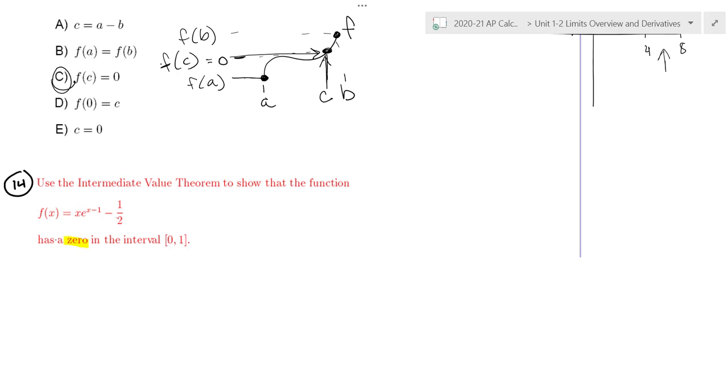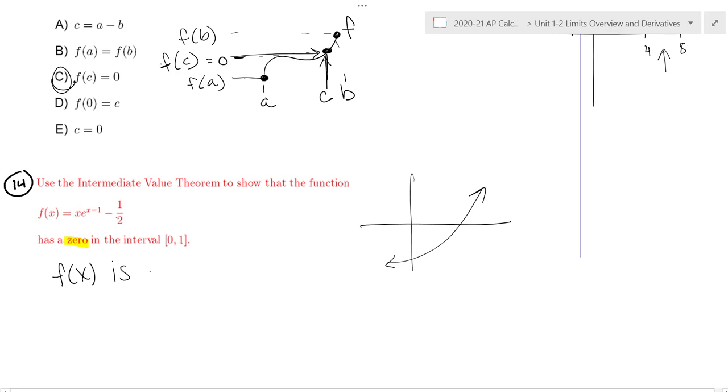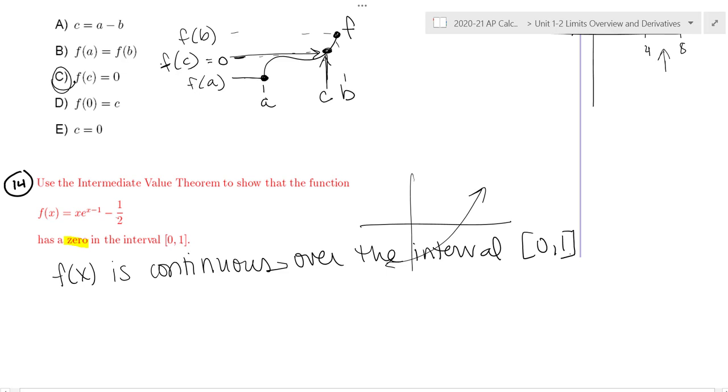If I did graph this in my calculator, I could see that if I looked at this function, it should look something like this. So if you were to graph it in your calculator, you could show that that function is continuous. So the first thing we're going to say is f of x is continuous over the interval [0, 1].